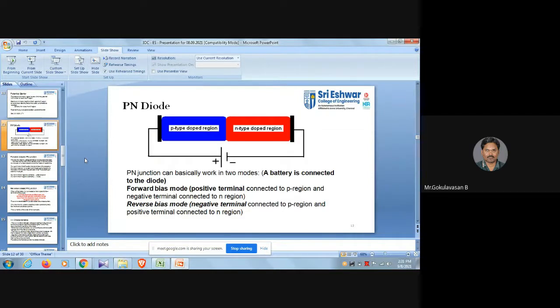Very popular thing, the PN diode. A PN junction can basically work in two modes. One we call forward biased, another one we call reverse biased. When the diode is forward biased, the positive terminal of the battery is connected to the P region, the P-type material, and the negative terminal of the battery is connected to the N-type material. I can call that particular mode of operation forward biased mode. Reverse biasing means the opposite. That is, the positive terminal of the battery is connected to the N-type material, and the negative terminal of the battery is connected to the P-type region. If that is the case, it becomes reverse biasing.